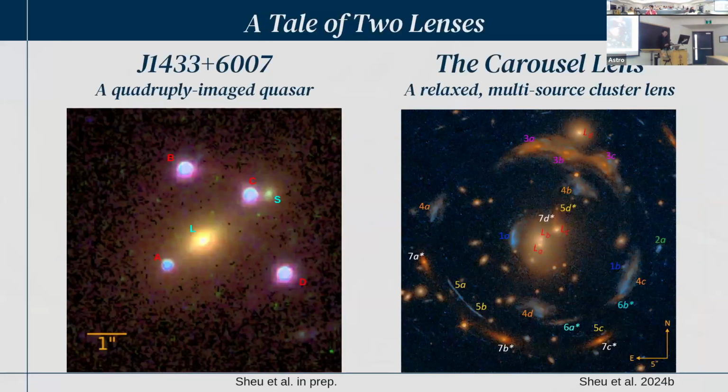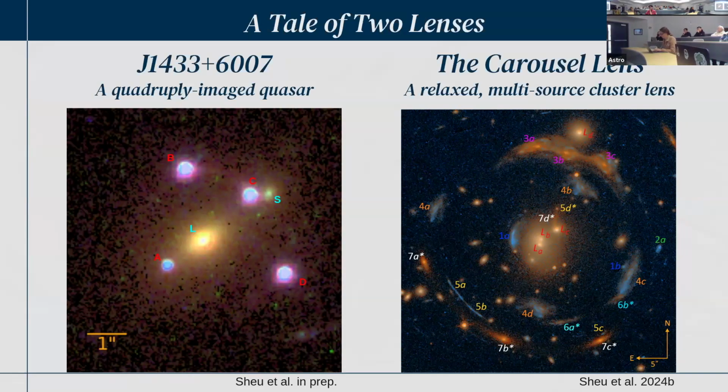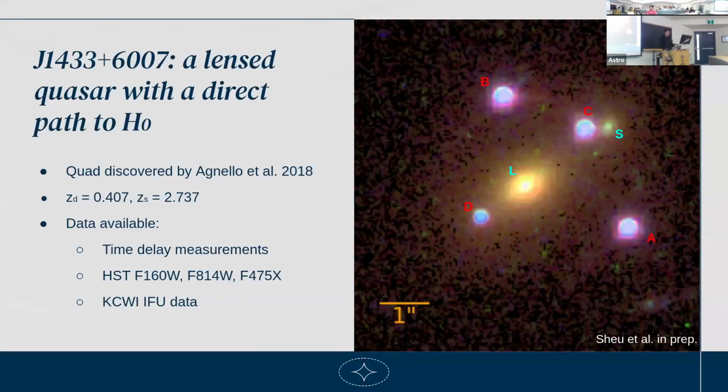So now I want to get into the main crux of my talk. I want to talk about these two lenses, J1433, a quadruply lensed quasar, and the Carousel Lens, which is a very relaxed galaxy cluster scale lens with multiple sources. So let's first talk about J1433.